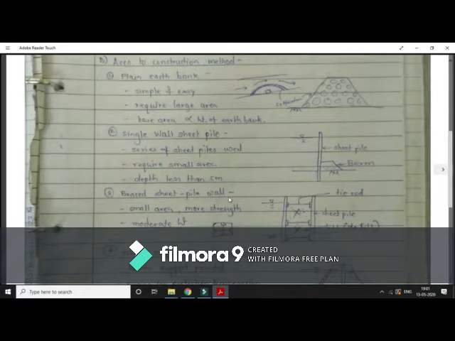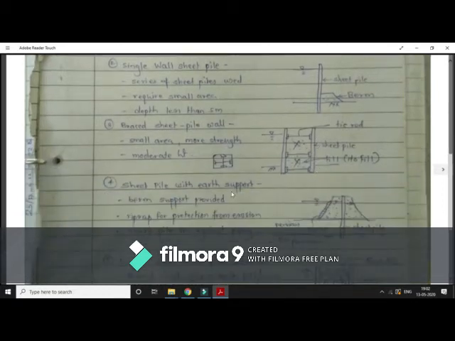Braced sheet pile wall. If I require to increase the height of this one, then I need to provide a braced sheet pile wall here. It has more area but more strength. So this is used for moderate height. It is like this. There will not be any fills here, no fill is provided, so it is connected with tie rods.